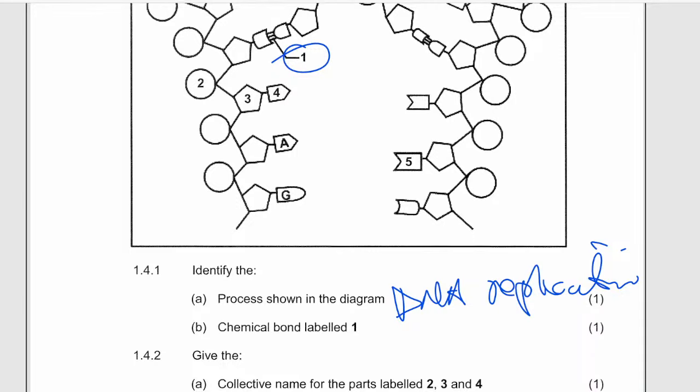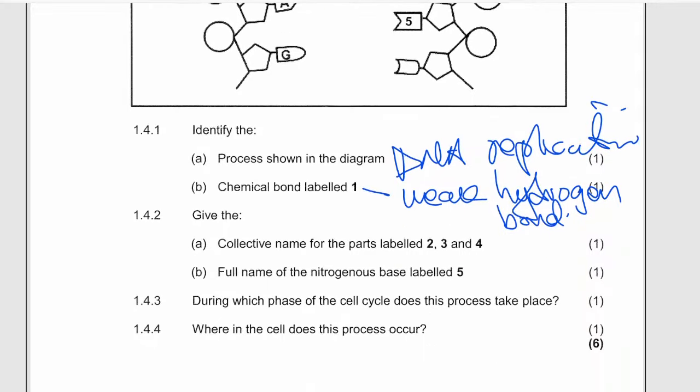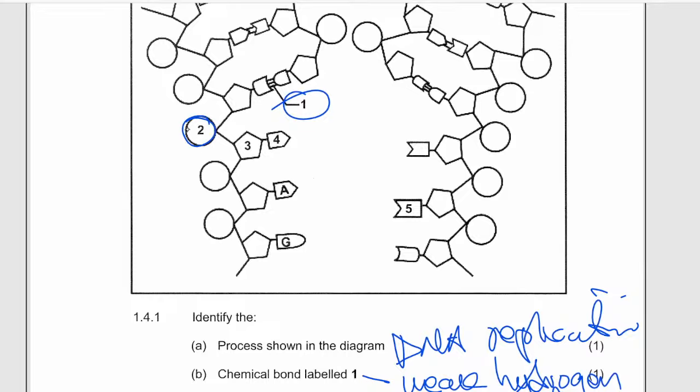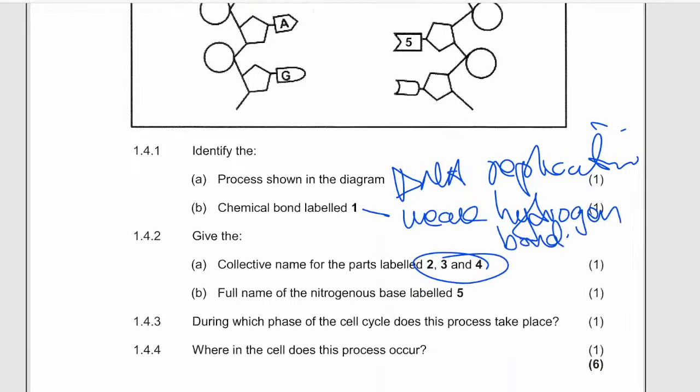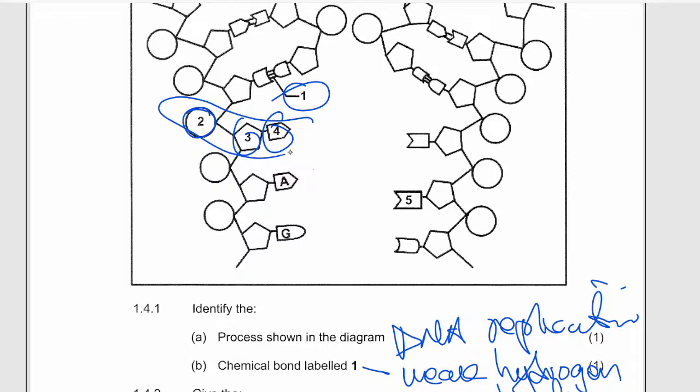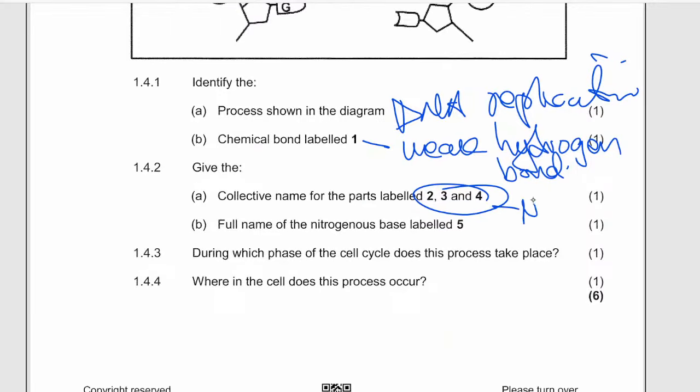Chemical bond 1. I said we say weak. Don't ask me that if I didn't write weak. Weak, I told you yesterday. Weak hydrogen bonds. Yes. I emphasized all this. All right, thank you. Collective name for 2, 3, and 4. They are looking for this. How do you call that? We said it's called a nucleotide. Good.